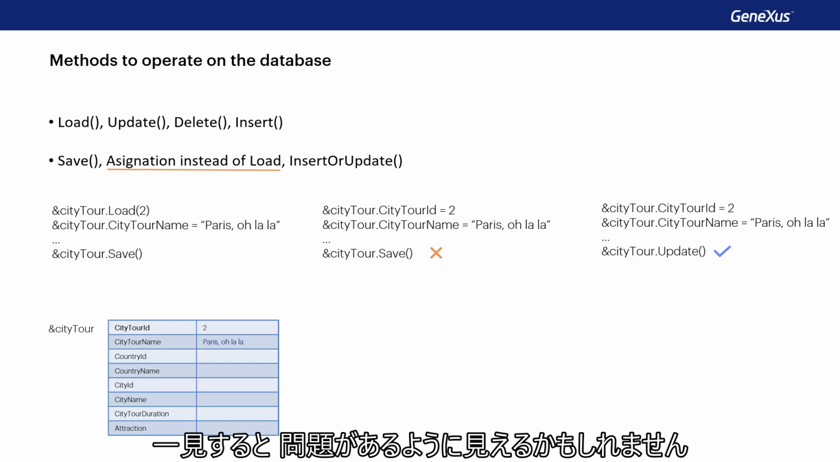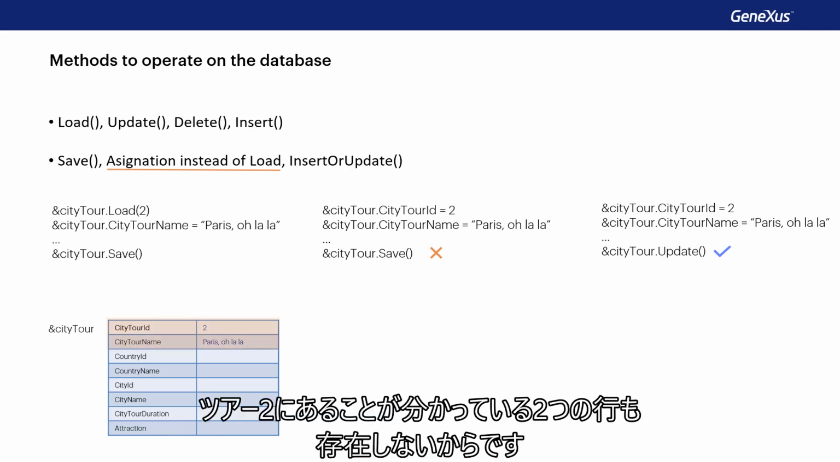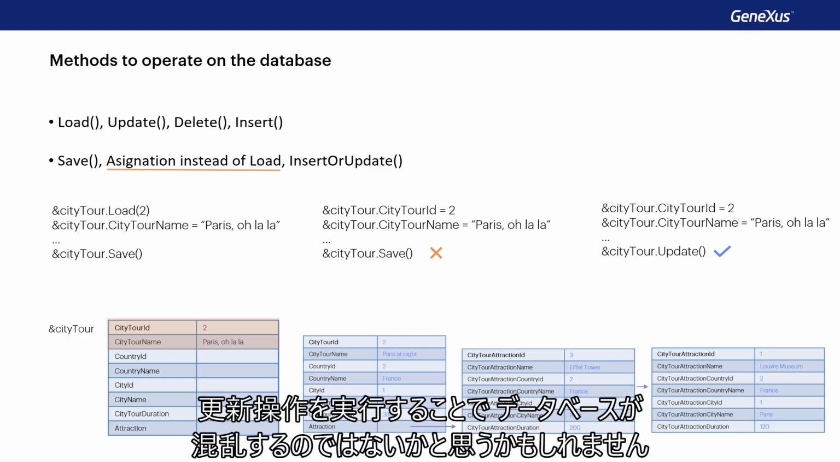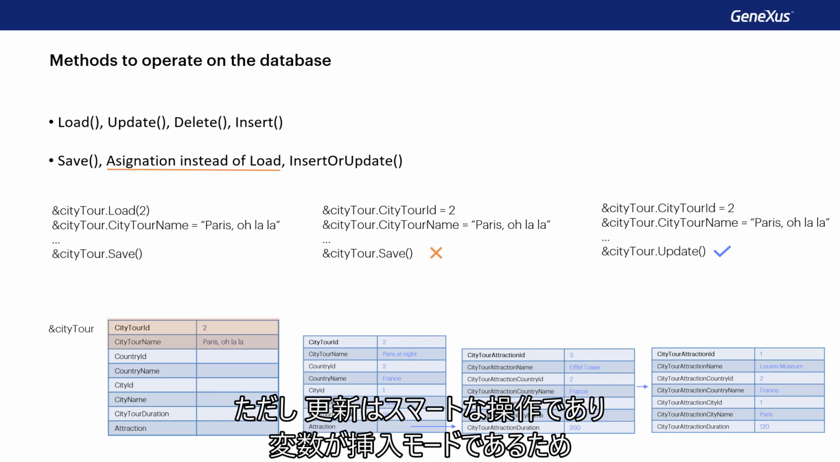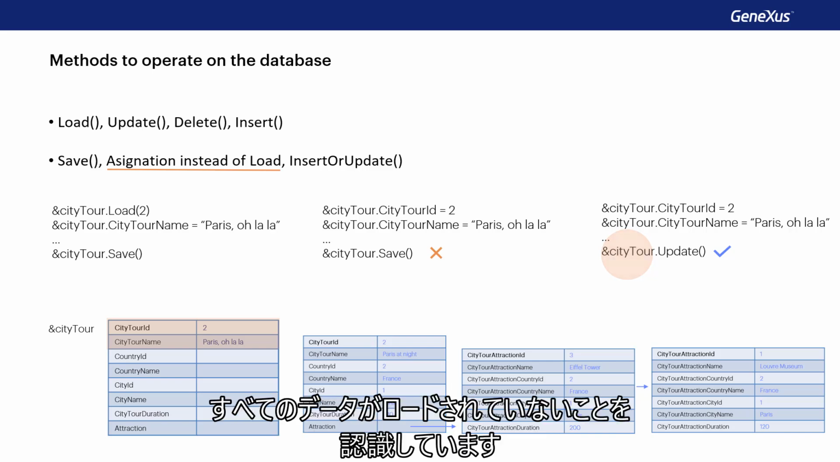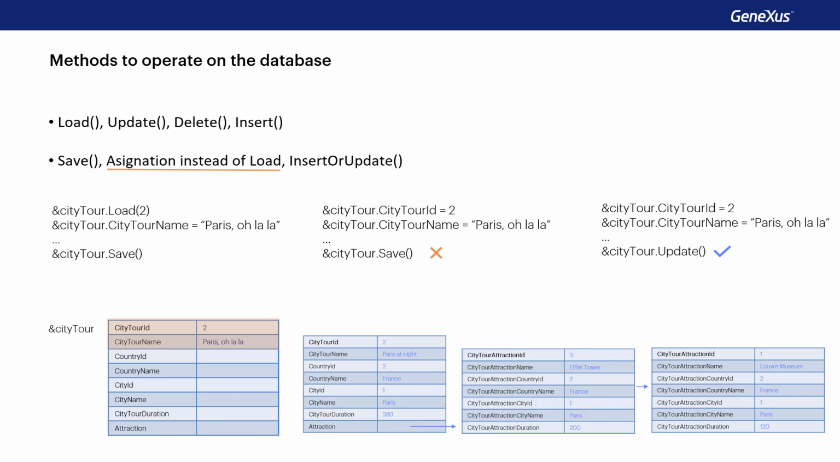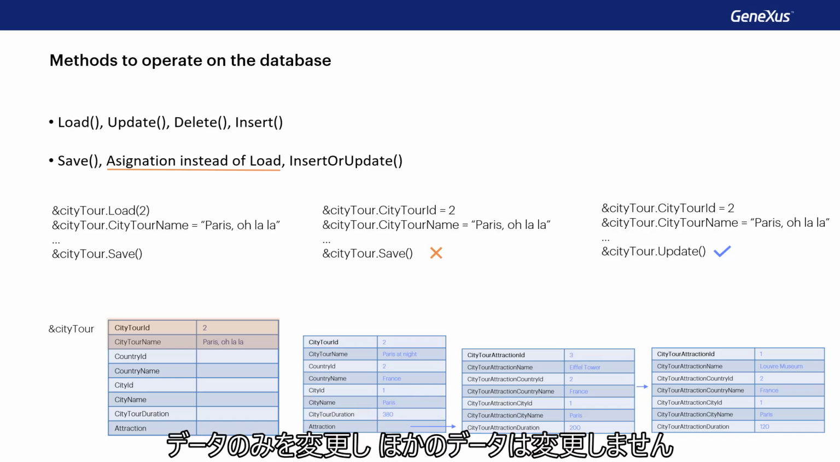At first glance, it might seem so, because the city tour variable will have only 2 non-empty elements. The 2 lines we know city tour 2 has are not even there. We might think then that this will make a mess of the database by running the update operation. However, update is a smart operation, and it knows that since the variable is in insert mode, this means that it doesn't have all the data loaded, because if a load operation had been executed, the variable would be in update and not insert mode. So, in the database, it should only change the data actually assigned in the business component and no other.